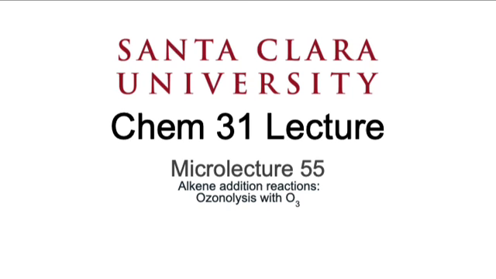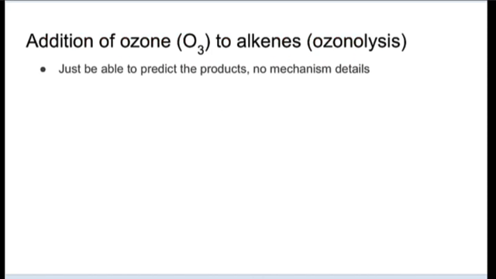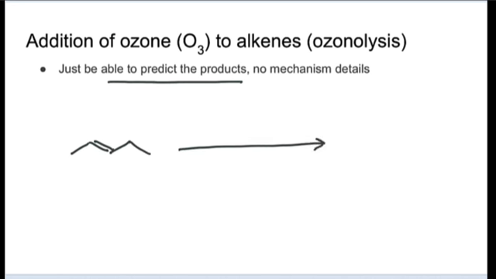Welcome to Microlecture 55, the last alkene addition reaction that we cover, and it's ozonolysis. Okay, so when adding ozone across an alkene, we don't have to think about mechanism at all. We're just predicting products. And so this is just another tool for our arsenal of different chemistries that we could do for synthesis. So let me give one example, and we'll do a couple of more complicated ones.